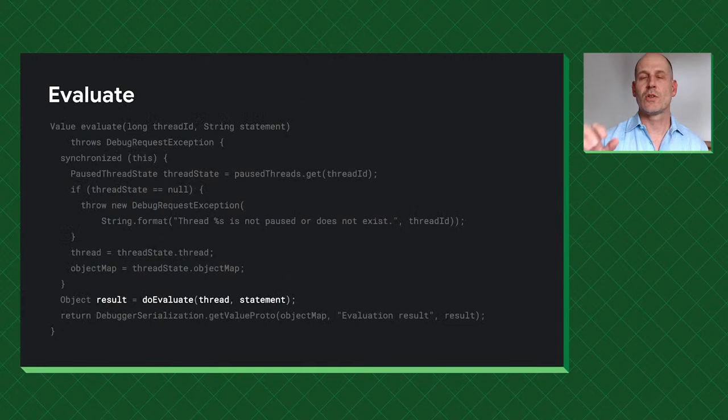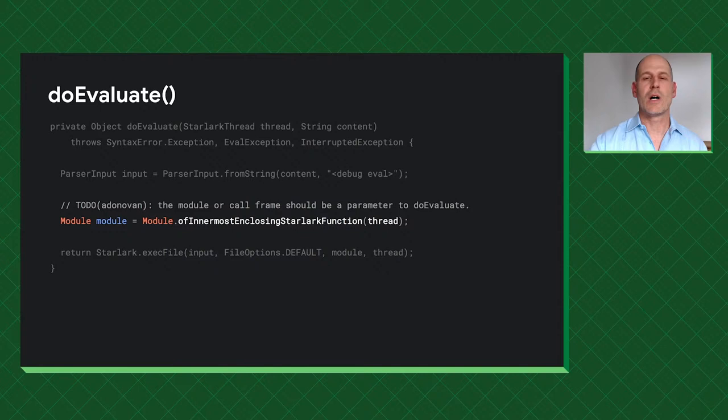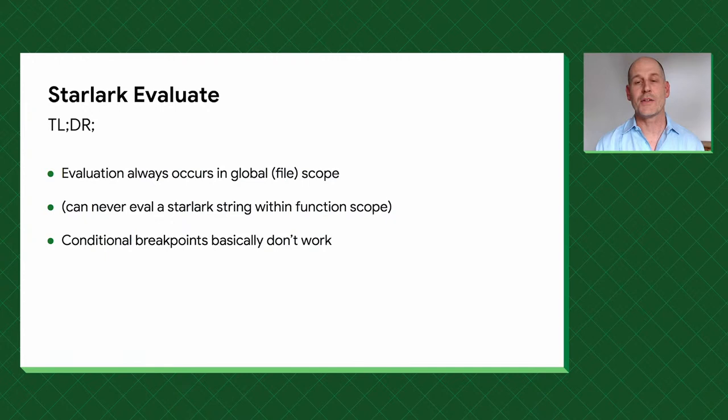When a client issues an evaluate request, it's essentially sending a raw Starlark string, and that gets installed and evaluated into that particular thread with its current state. Unfortunately, the way the debugger stands right now, evaluation always occurs in the global file scope. That's less useful because you can't see what's happening with variables inside of a function or inside an if statement. IDE hovers are usually powered with evaluate, and also conditional breakpoints don't work. So there are some limitations, but as long as you're aware of them, it's okay.